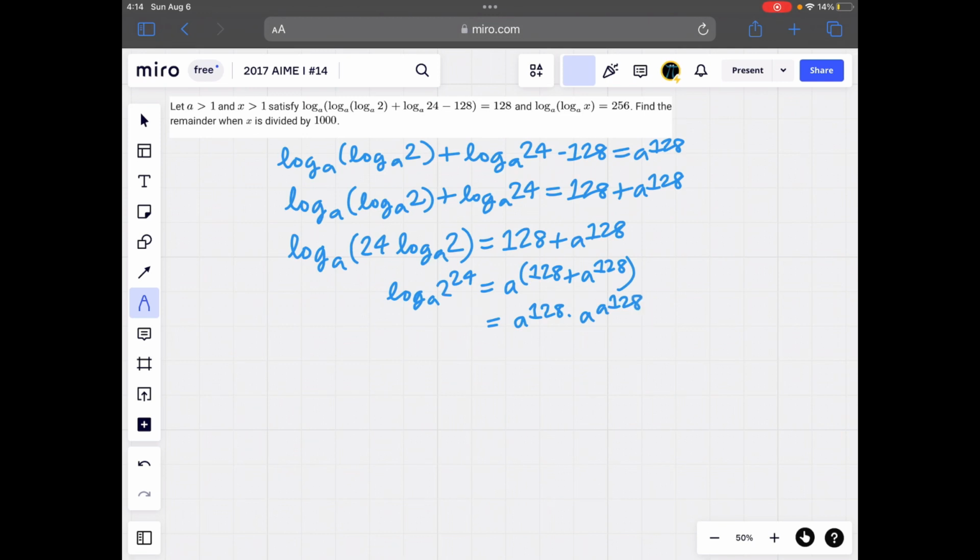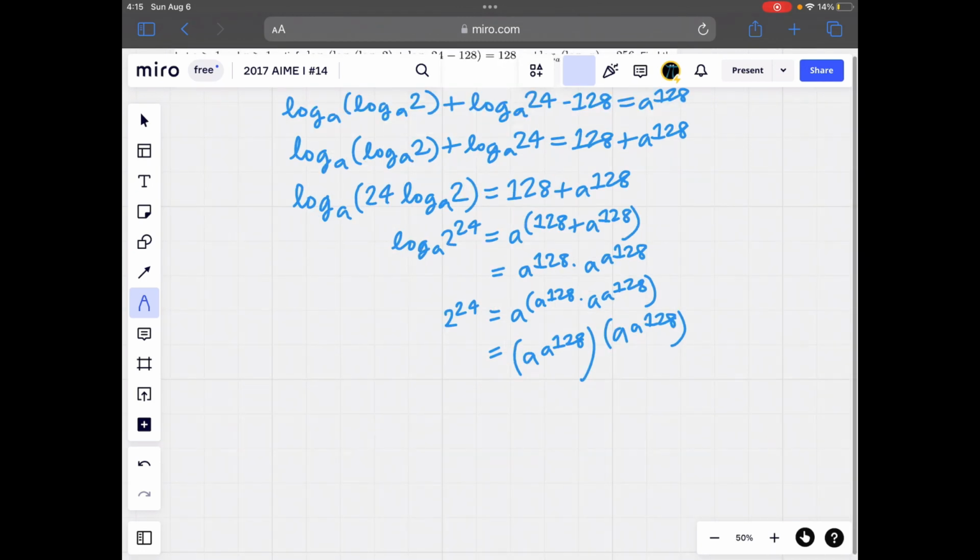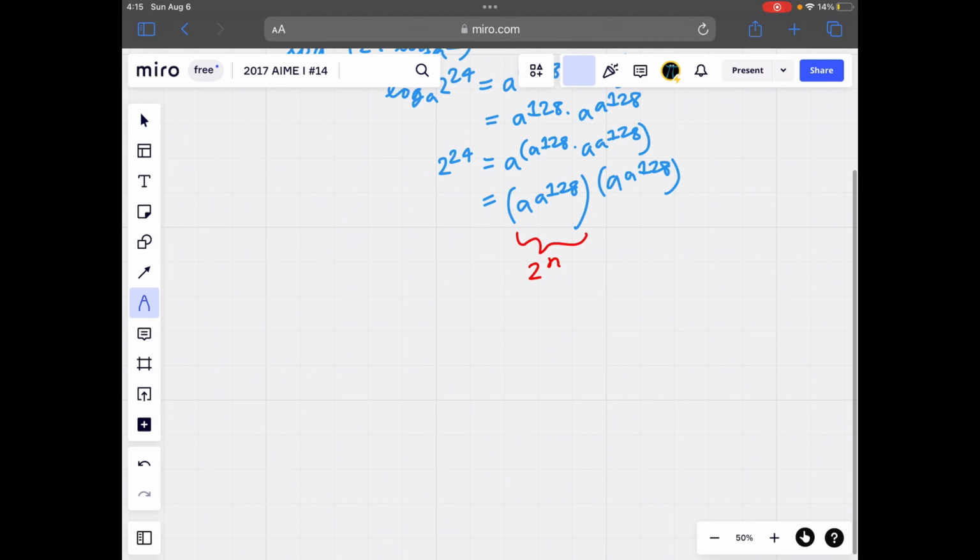Now we can remove log again, so we're just left with 2 to the 24th equals a to the power of a to the 128 times a to the 128. This can be written as a to the 128 to the power of a to the 128. So now we have the word log completely removed from the first equation. We just have 2 to the 24th equal to a to the 128 to the power of a to the 128. To solve this equation for a to the 128, let's call that value 2 to the n. So now we have 2 to the n to the power of 2 to the n equals 2 to the 24.